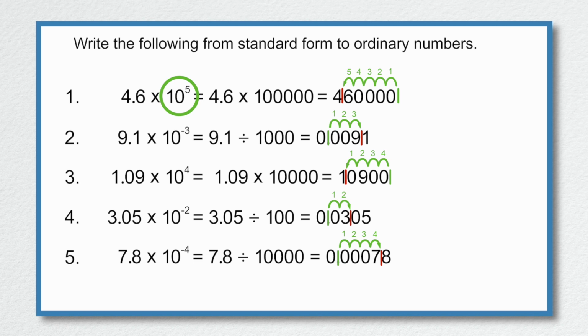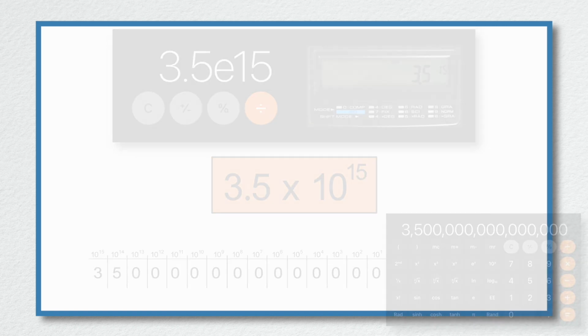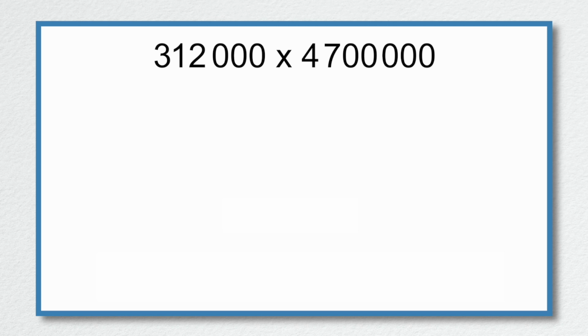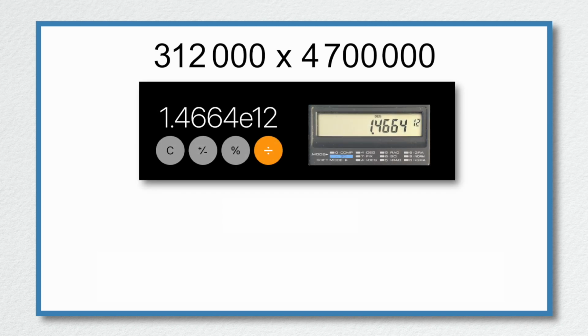The point of writing numbers in standard form and understanding standard form is the ability to write large numbers in a simpler way, so that when you see an answer like this, you have an idea of what it is saying. Let's do another example. 312,000 multiplied by 4,700,000. And here's the answer on my smartphone, and here's the answer on my scientific calculator. The answer is 1.4664 multiplied by 10 to the power of 12.